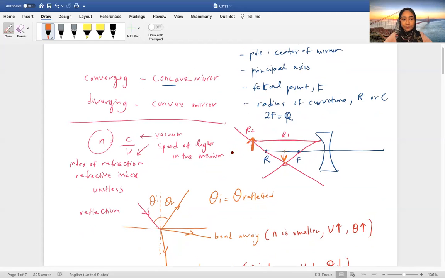Let's continue. Let's look at this one. Okay, so this is converging.